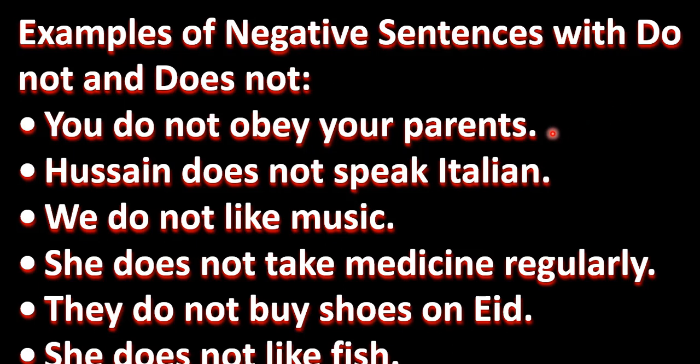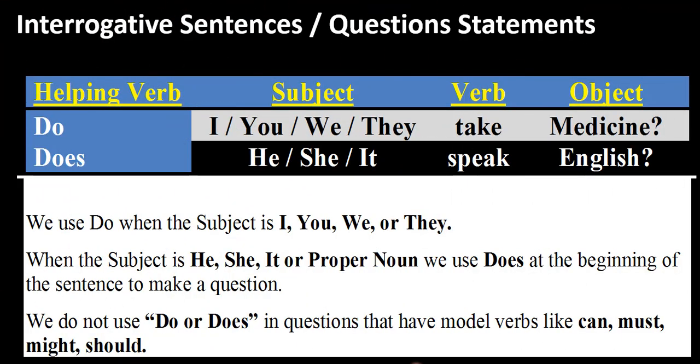So, more examples of negative sentences with do not and does not. The very first one is: you do not obey your parents. Hussein does not speak Italian. We do not like music. She does not take medicine regularly. They do not buy shoes on Eid. She does not like fish.